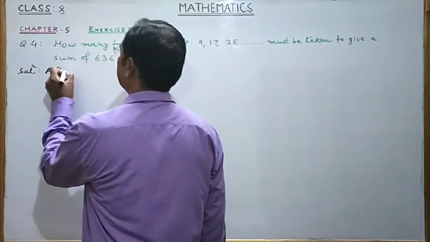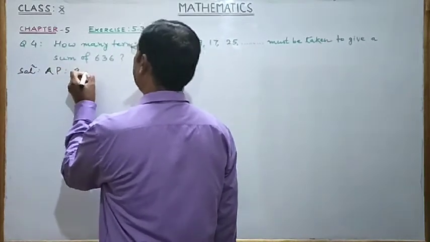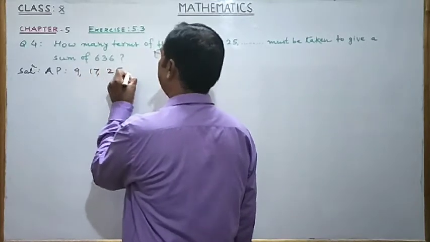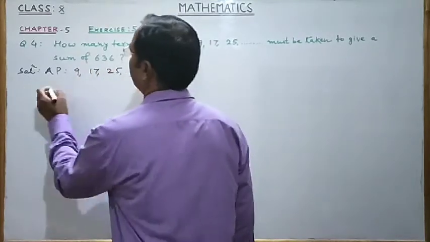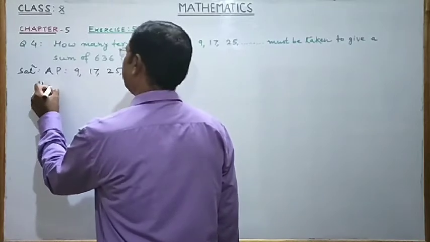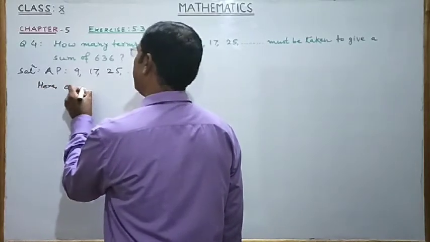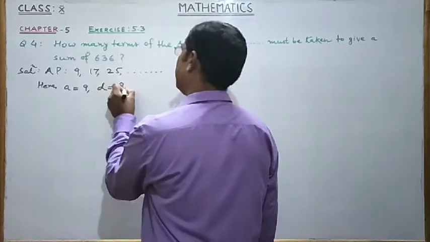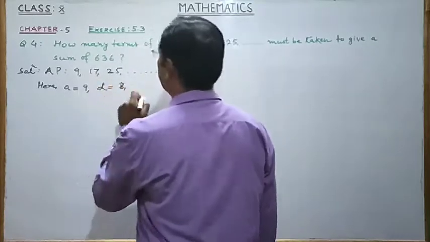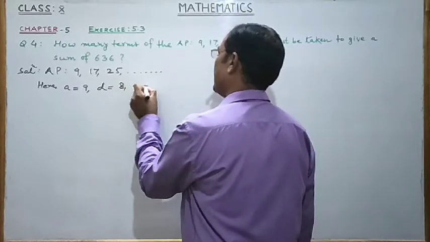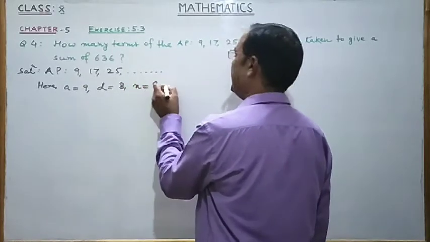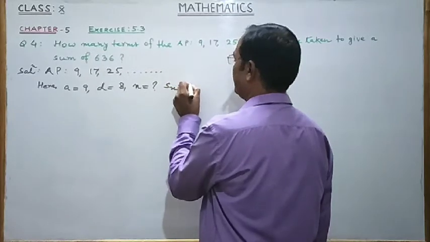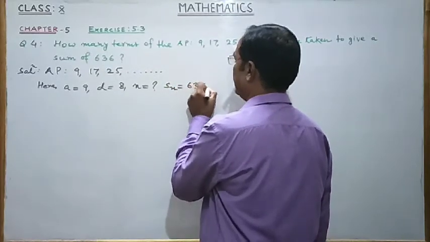Given AP is 9, 17, 25 and so on. Here the first term is 9, common difference is 8 (17 minus 9 is 8), and we have to find n, given Sn equal to 636.